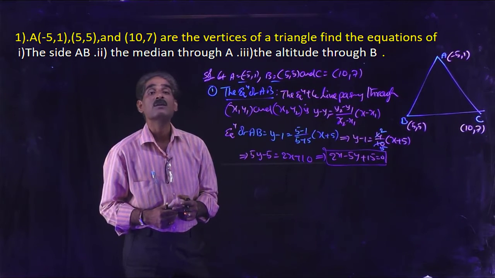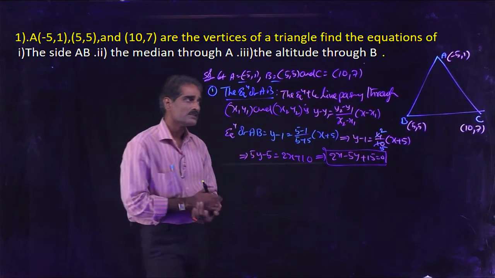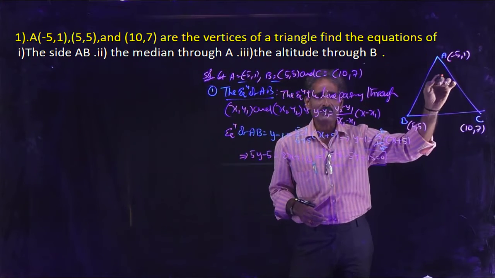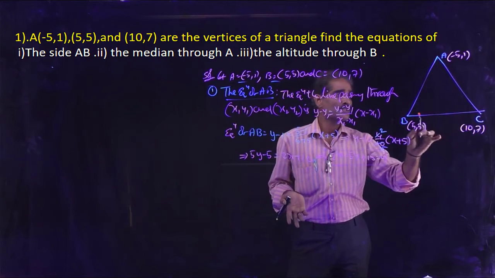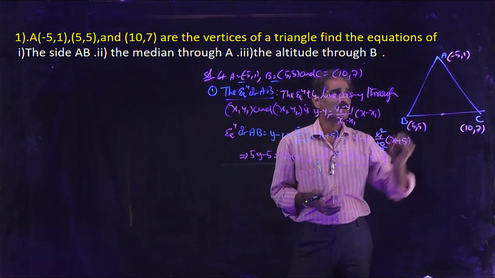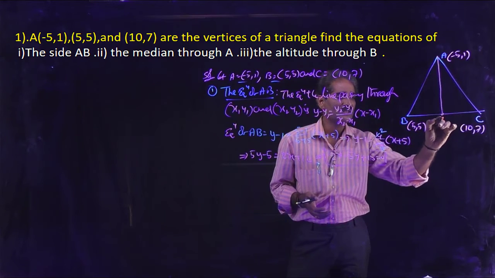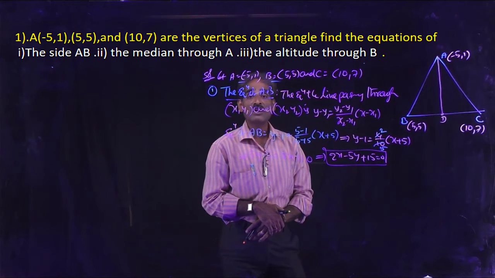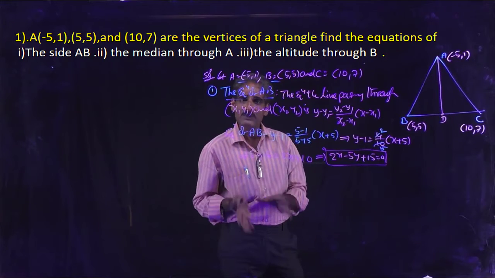Okay, next come to the second point, the median through A. So just observe the figure. Median through A means the line through A which is also passing through the midpoint of the opposite side. Suppose this is the midpoint of the opposite side. If you join A and the midpoint of the opposite side BC, it is called a median. Let us take the midpoint of BC as D. Here AD is called the median.